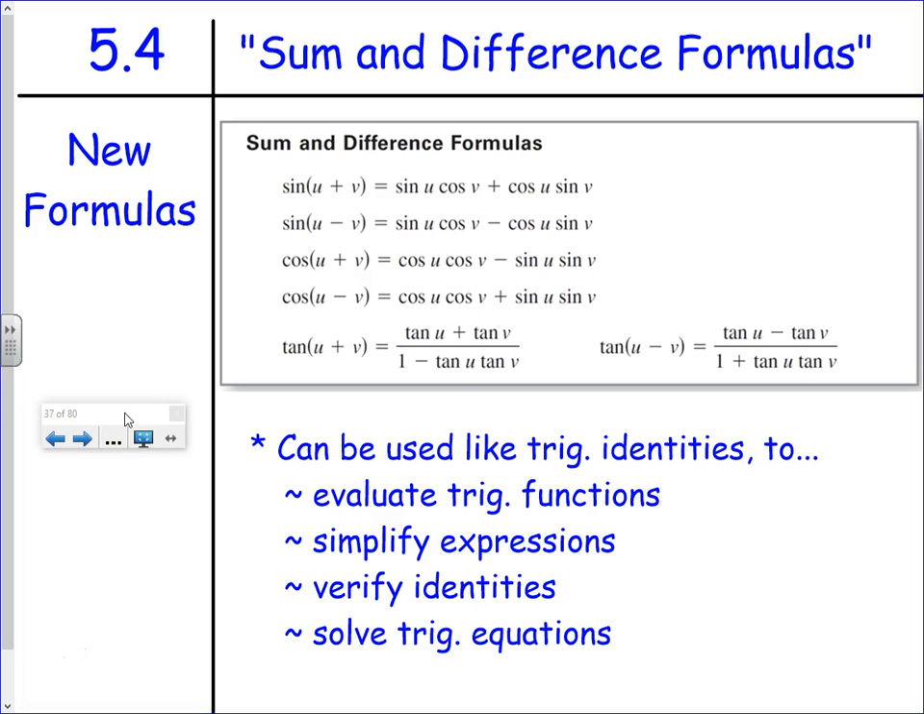Now, tangent, okay, it's rough. Like, you kind of have to memorize. You technically could do tangent of u plus v as sine over cosine and try to simplify. Don't do that. I used to group them in another book. Okay, we're just going to use it. Tangent u plus or minus tangent v on top, and on the bottom, 1 minus tan u tan v or 1 plus tan u tan v.